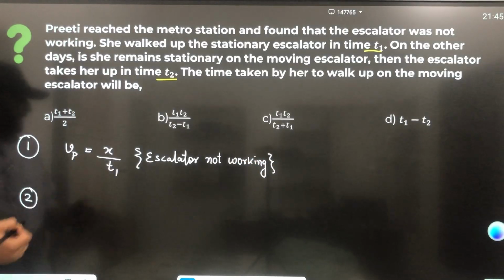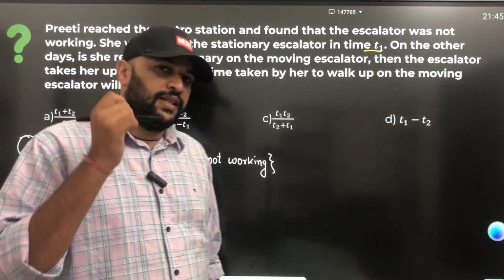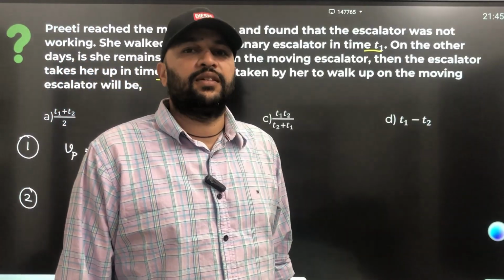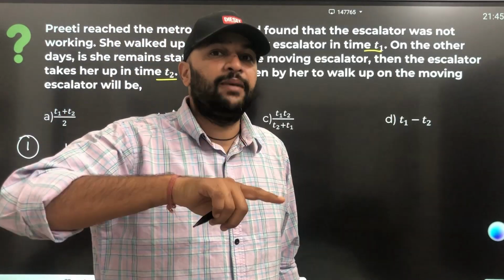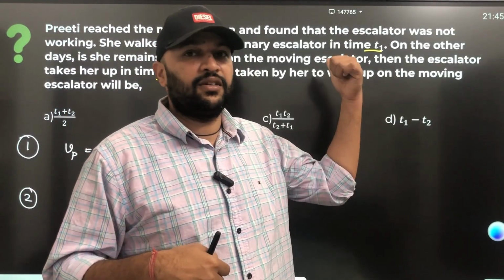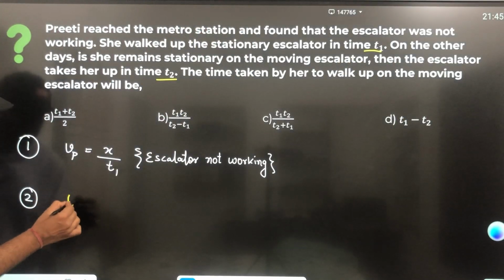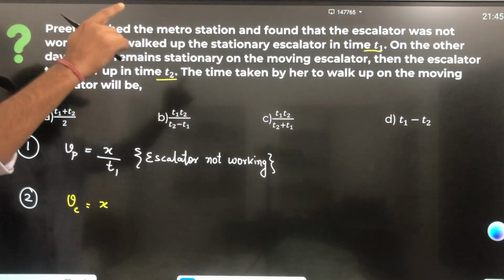What's our second scenario? In the second scenario, the escalator is working fine. So when the escalator is working fine, I am simply standing on the stairs, and the escalator will take me up with its own speed. That time it is not Preeti's speed, it's the speed of the escalator. So the velocity of the escalator will be equal to distance, again the same. It will take you to the same floor.